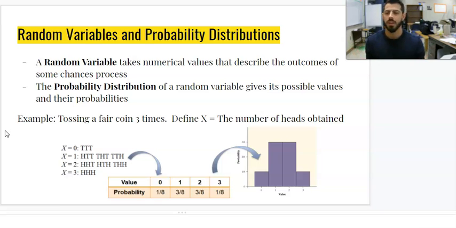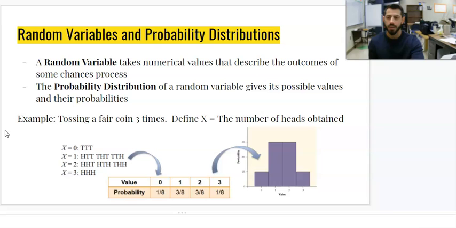So this is probability. A random variable is essentially a random process that can take various numerical values, right? A probability distribution of a random variable gives all of its possible values. So for example, tossing a fair coin 3 times, let's say the random variable X, capital X, is going to be the random variable that represents the number of heads obtained in flipping a coin 3 times in a row. The probability distribution would give all of the potential outcomes of that.